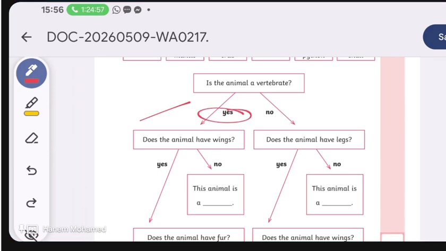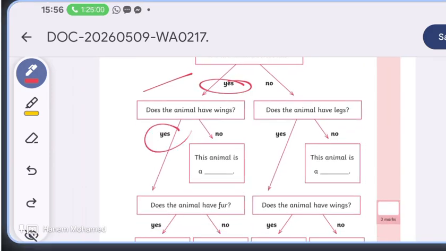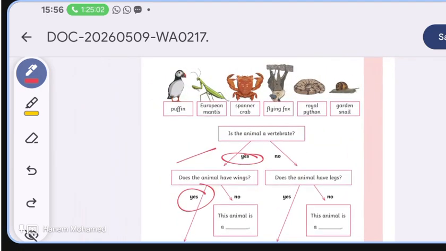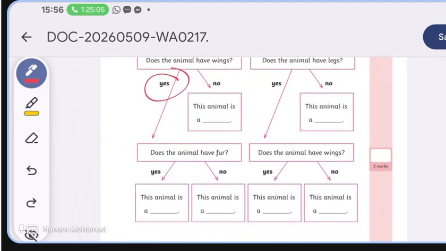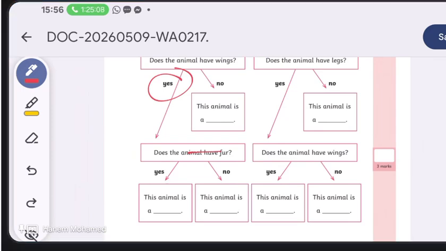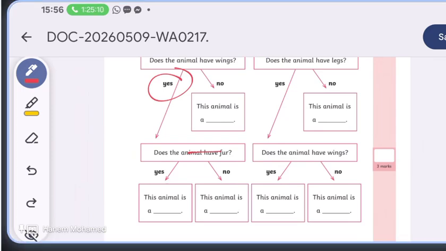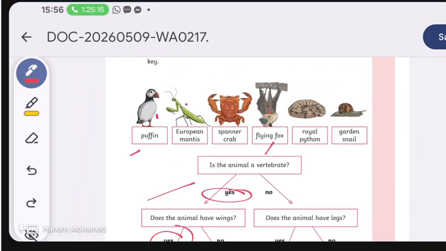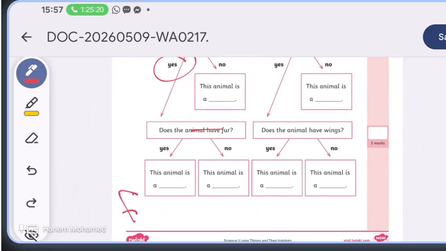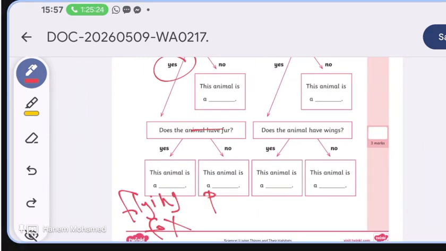Does the animal have wings? If we say yes, we will look at the wings. I can see wings here. I will ask another question. Does the animal have fur? If I say yes, which one has the fur? Do you think it is the puffin with the feathers or the flying fox? The flying fox. But if we say no, of course it will be the puffin, right?